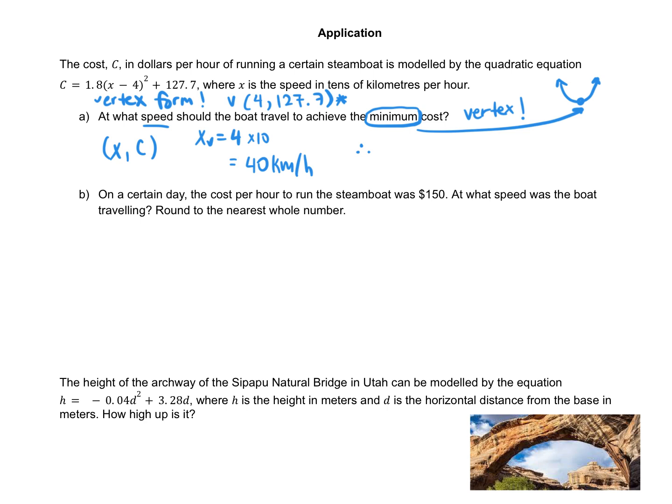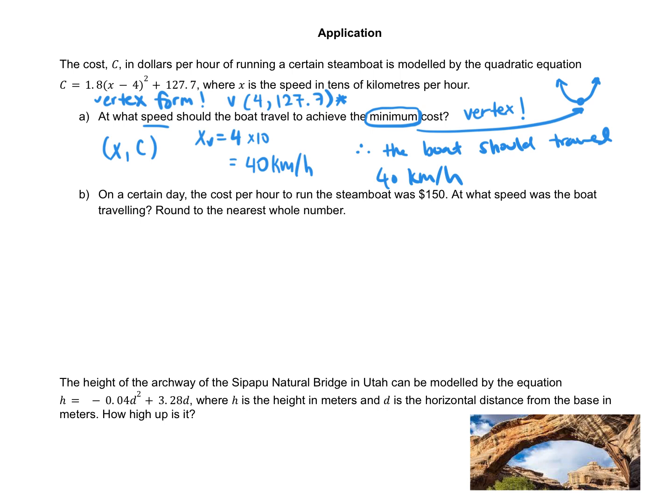Therefore, the boat should travel 40 kilometers per hour. And it didn't ask for the minimum cost, but the minimum cost would be $127.70, that C coordinate or the y coordinate of the vertex.